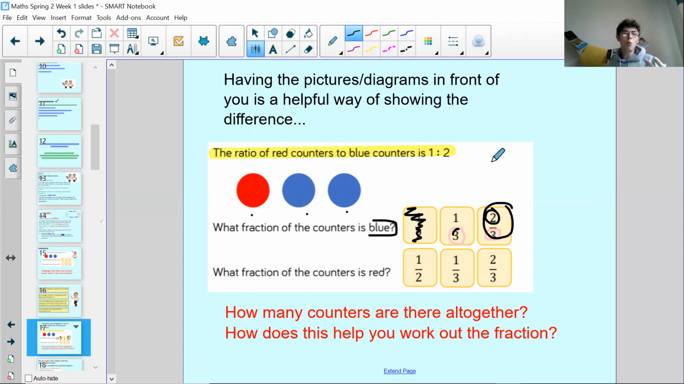Now what fraction of the counters is red? Once again, we've got 3 counters, which is our whole. So we know our denominator is going to be 3.